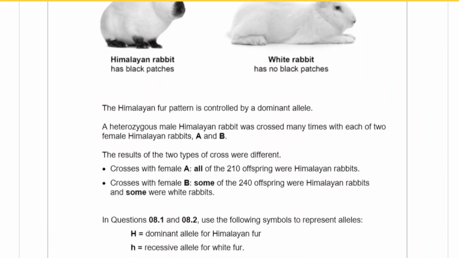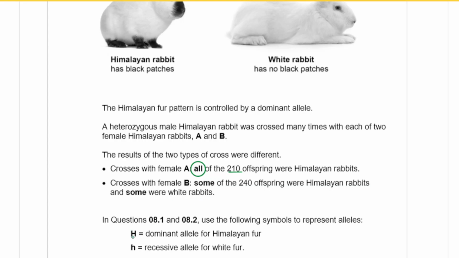The Himalayan fur pattern is controlled by a dominant allele. A male Himalayan rabbit was heterozygous, which should mean there are two different combinations of genes. He was crossed many times with each of two female Himalayan rabbits, A and B. The results of the two types of crosses were different. Crosses with female A, all of the 210 offspring were Himalayan rabbits. Crosses with female B, some of the 240 offspring were Himalayan rabbits and some were white rabbits.